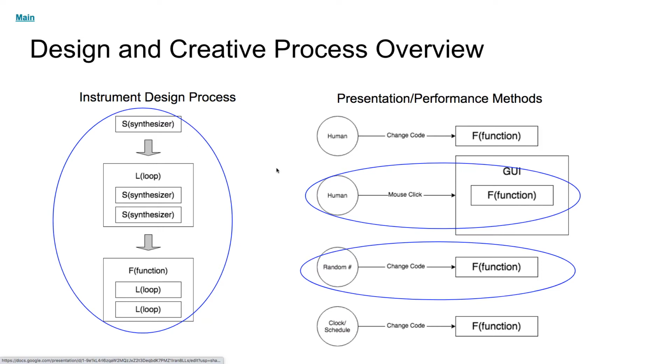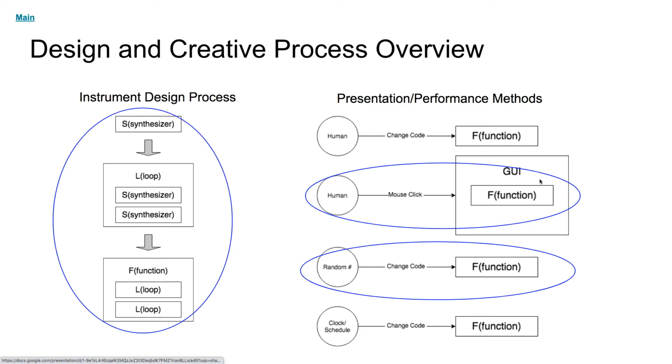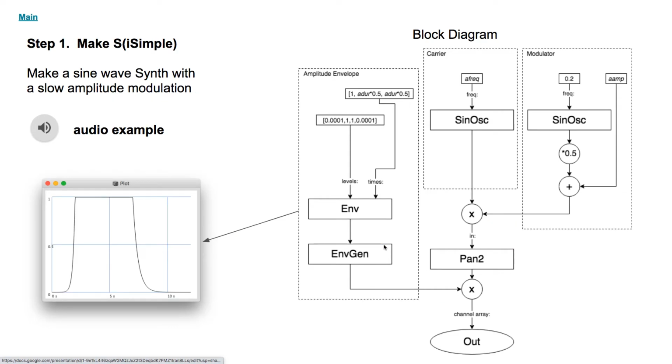Now, there are many ways we can interact with the computer or the musical instrument, but for this example, we are going to concentrate on interacting with the computer using a GUI, a graphical user interface. We're also going to let the computer choose certain values of the function by using random number generators. I'm going to cover the other two in other examples, but today we are going to cover the GUI and the random number interaction.